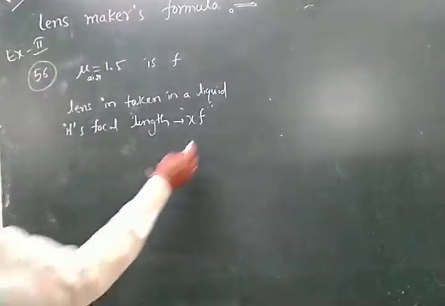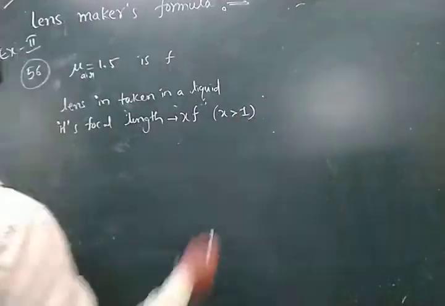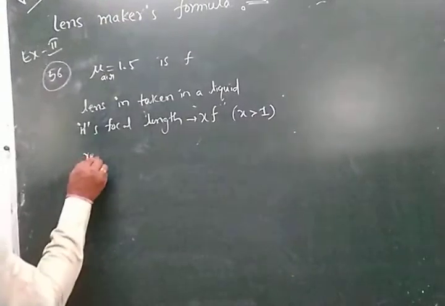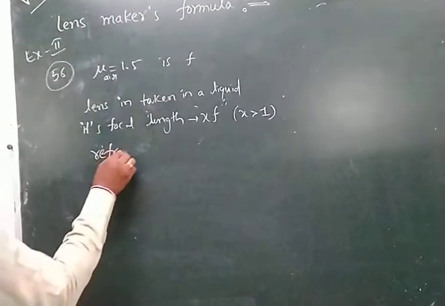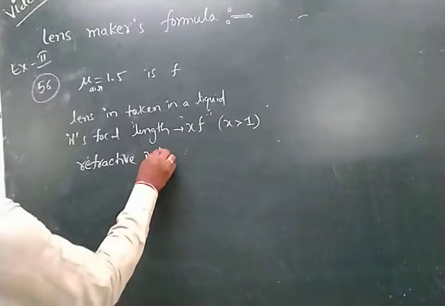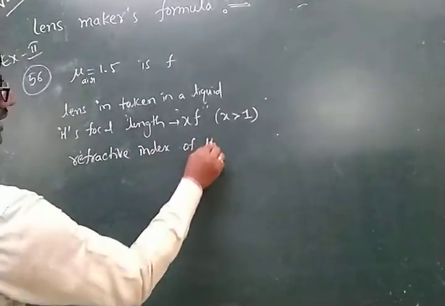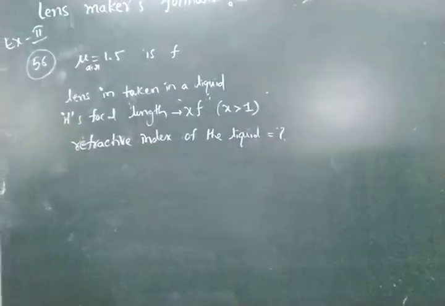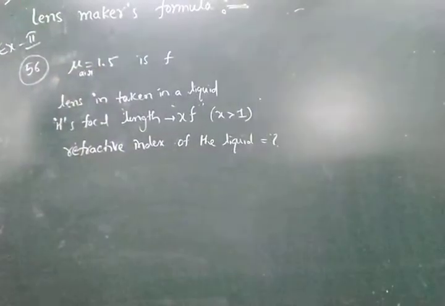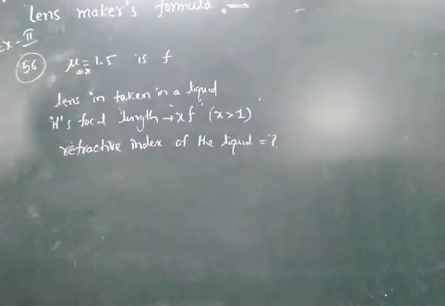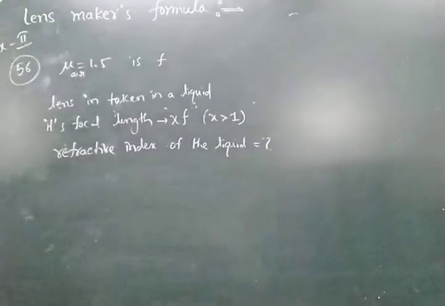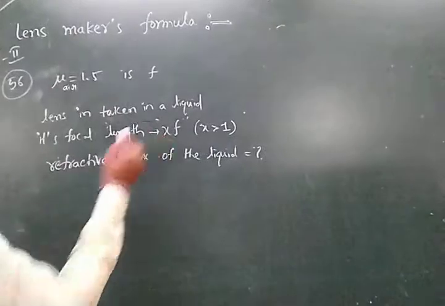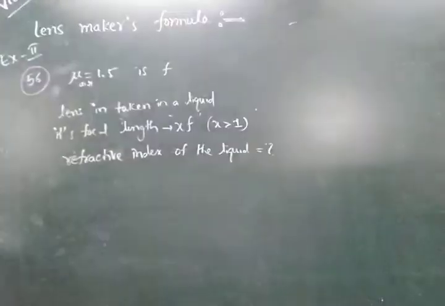If x is greater than 1, the refractive index of the liquid is, see, here the refractive index of glass is given by 1.5. At that time its focal length is f. Now, when the lens is placed in a liquid, that focal length is given by x into f. The refractive index of the liquid we can find.